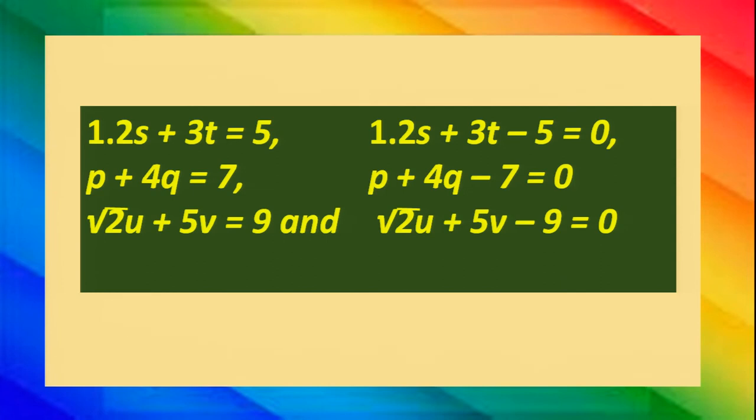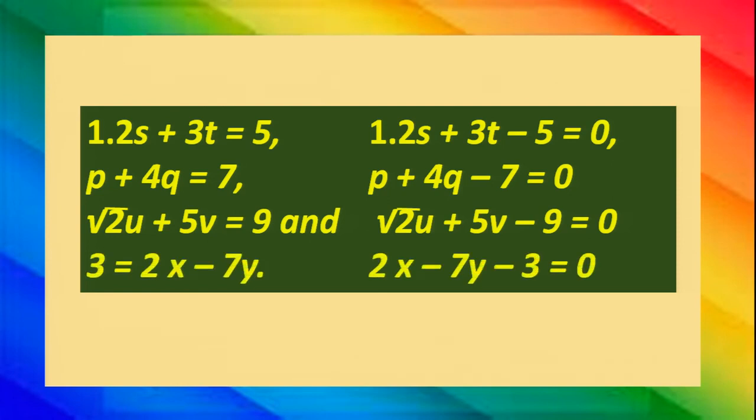Root 2u plus 5v is equal to 9 can be represented as root 2u plus 5v minus 9 equal to 0. Here again you consider u in place of x and v in place of y. Then here a is root 2, b is 5 and c is minus 9.